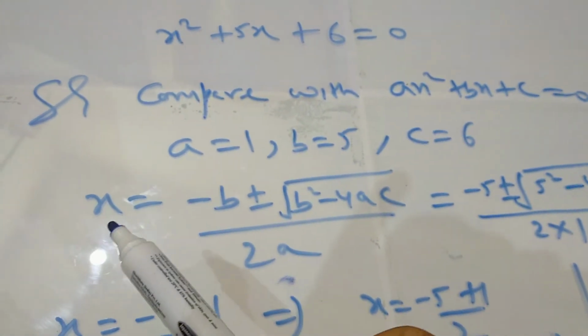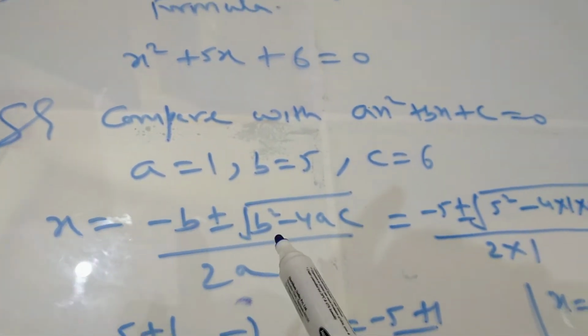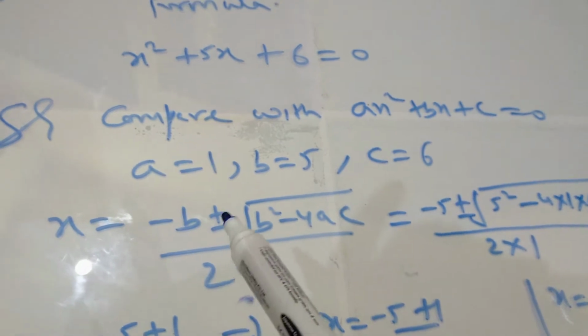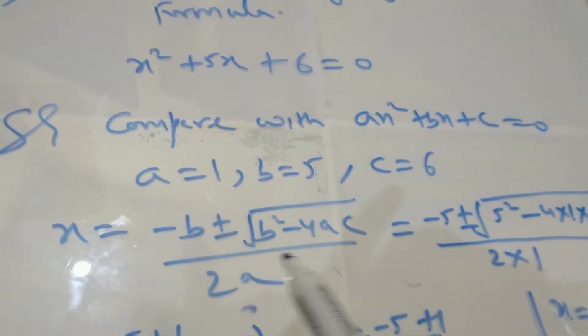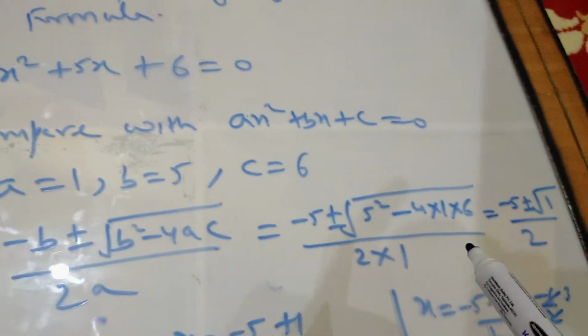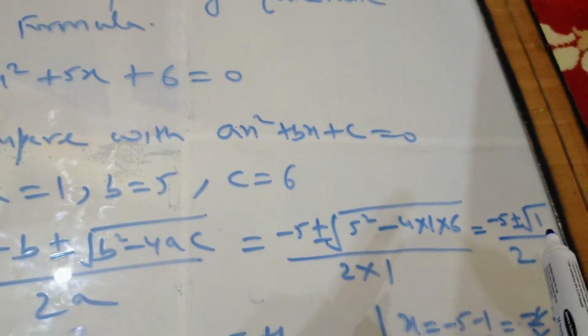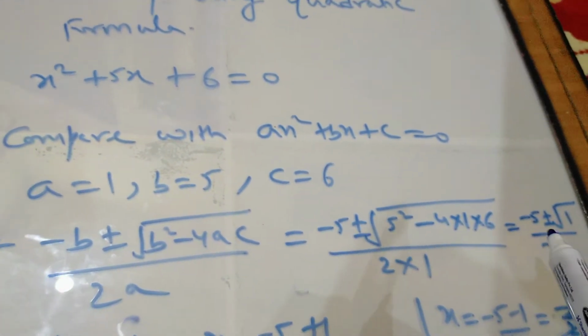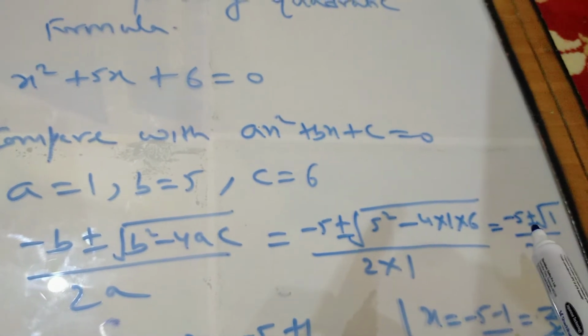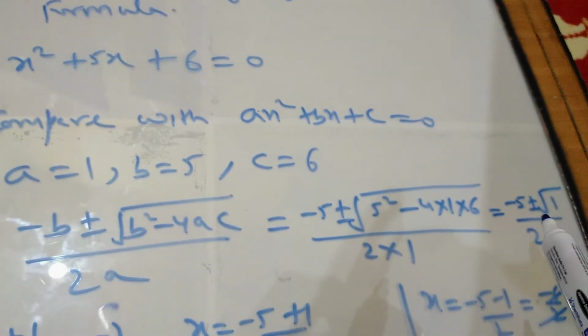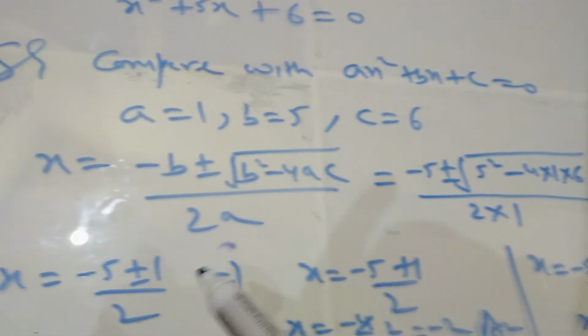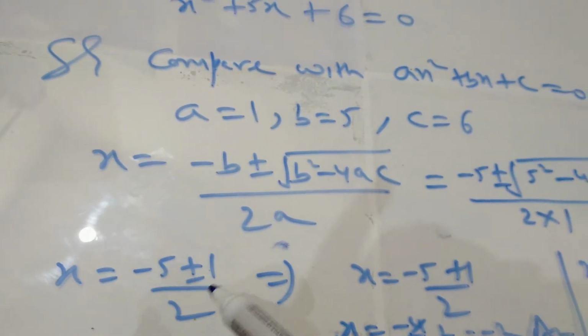I applied the formula x is equal to minus b plus minus under root b square minus 4ac upon 2a. In place of a, b and c, I substituted the values, and finally I am getting minus 5 plus minus under root 1 upon 2. So plus minus values are there, meaning two possibilities. The square root of 1 is 1 only, so I have written minus 5 plus minus 1.